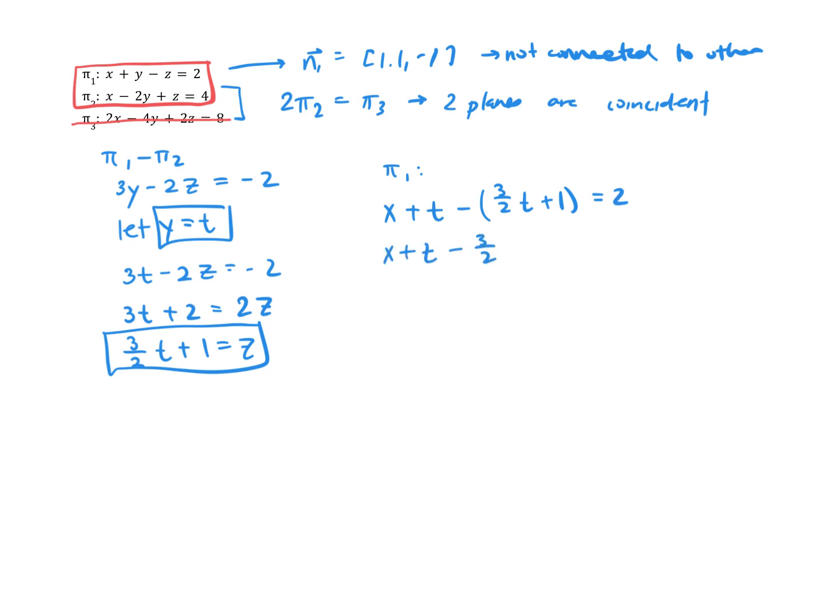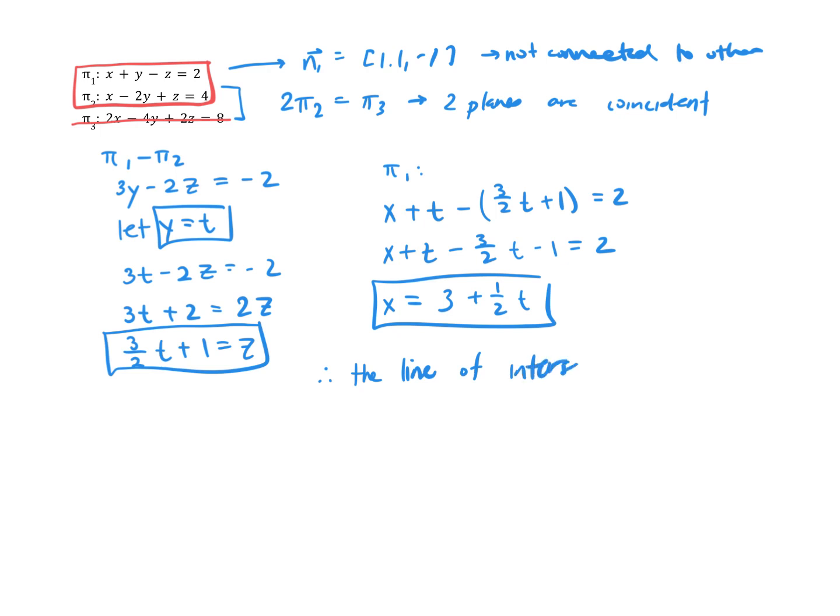Distribute that negative in. And now isolate. So when the 1 moves over, it's positive, so 2 plus 1. T minus 3 over 2 t is negative a half t, so when it moves over, it'll be positive. So there are my 3 parametric equations. So therefore, the line of intersection is vector r equals, so vector r naught coming from the constants, 3, 0, 1 plus t times the direction vector, so a half, 1, 3 over 2.